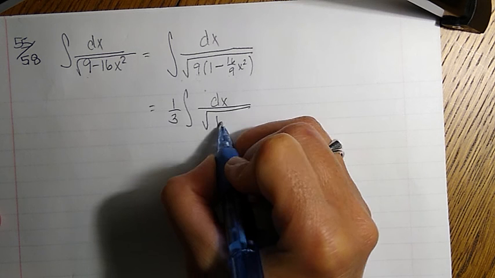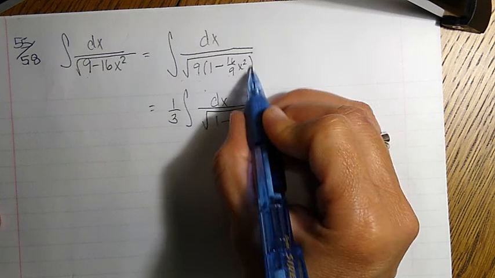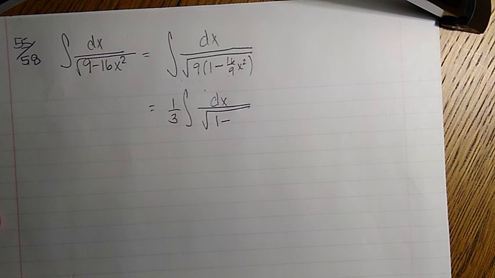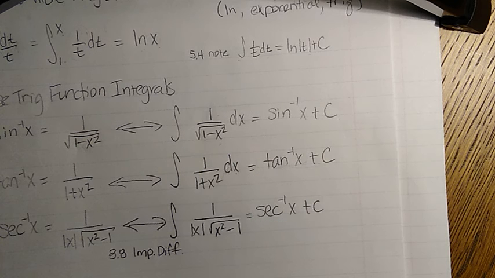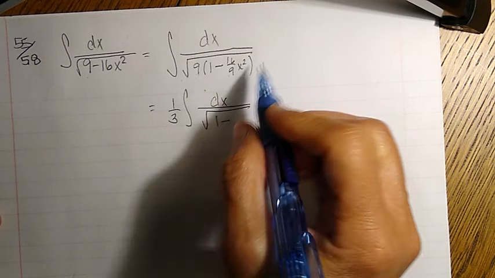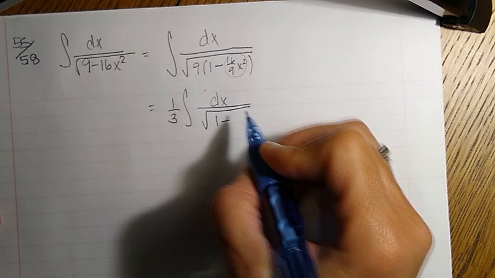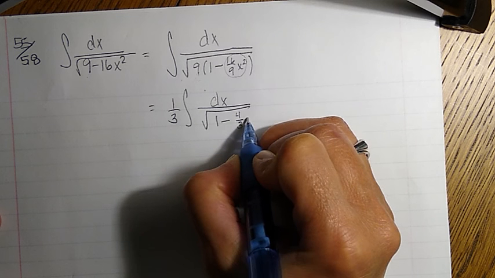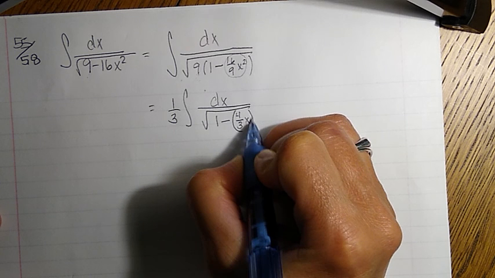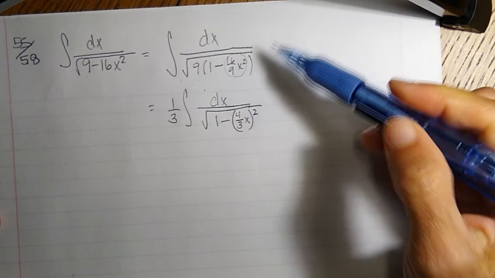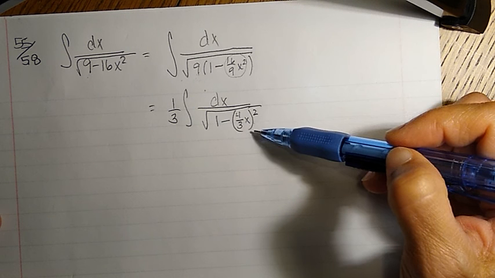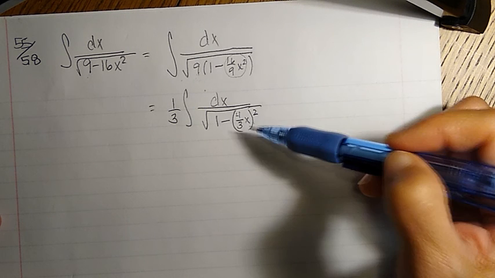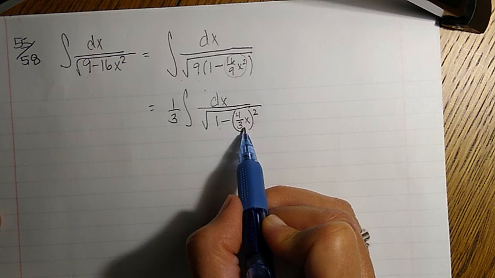Now I've got square root of 1 minus some stuff. But it's not 1 minus some stuff squared like my inverse sine rule. Right? If I'm looking at my inverse sine rule, I've got 1 over the square root of 1 minus some stuff squared. So maybe I could make this some stuff squared if I were to rewrite that 16 over 9 as 4 over 3 and square the whole thing. Usually we're going in this direction, but we want to, in some sense, complicate it a little bit. So now I've got 1 minus stuff squared.